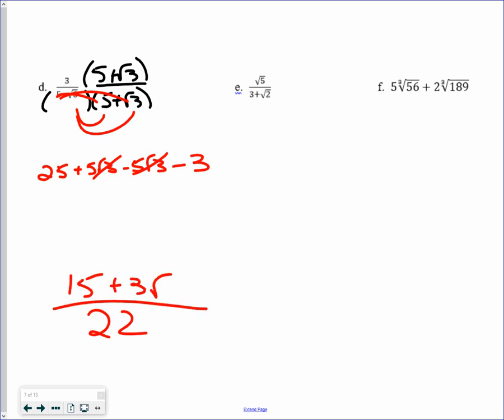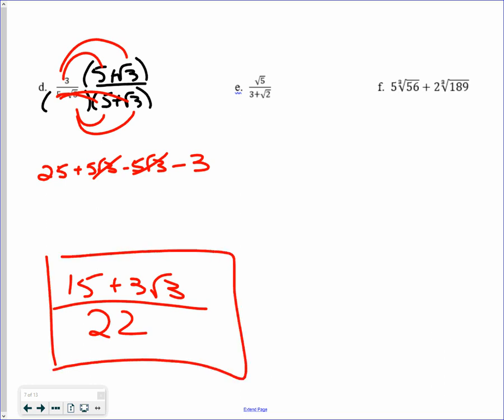Distribute the top. 3 times 5, 3 times the square root of 3, leaving me with 15 plus 3 square roots of 3 all over 22.